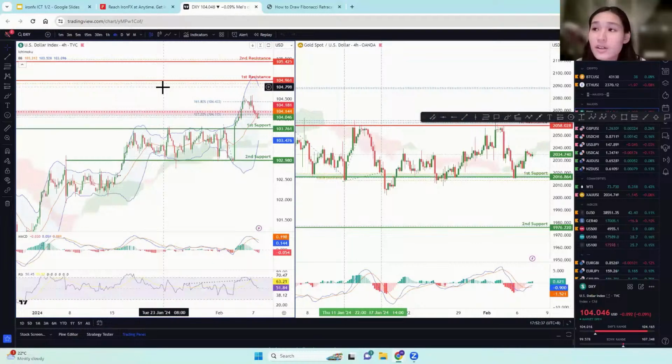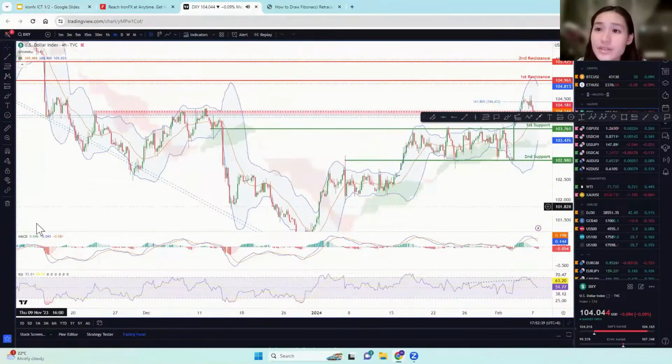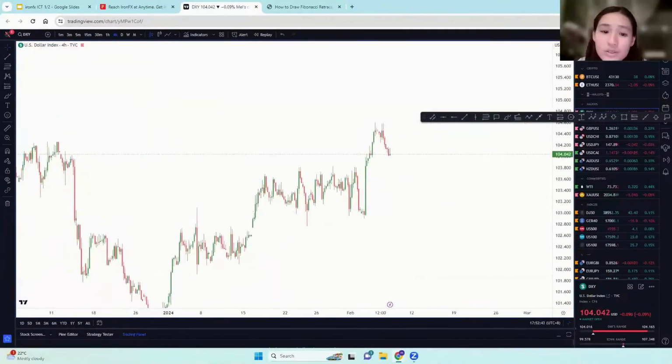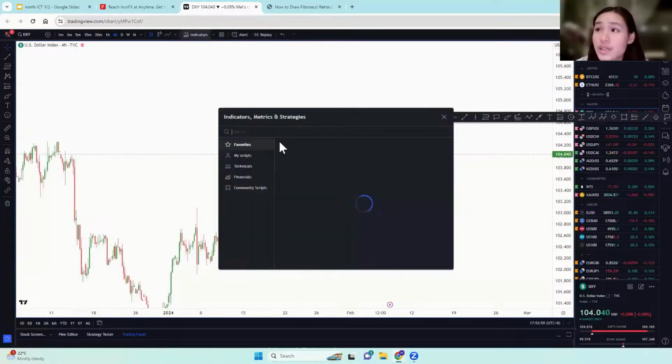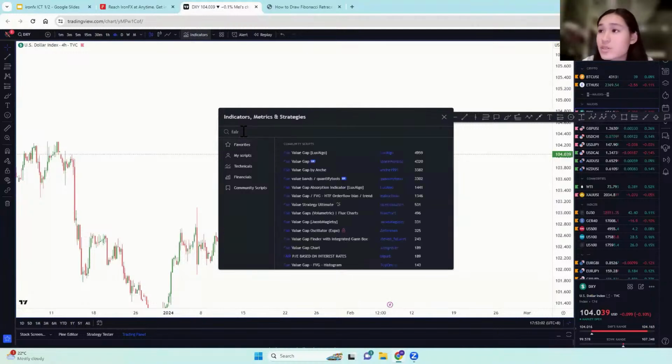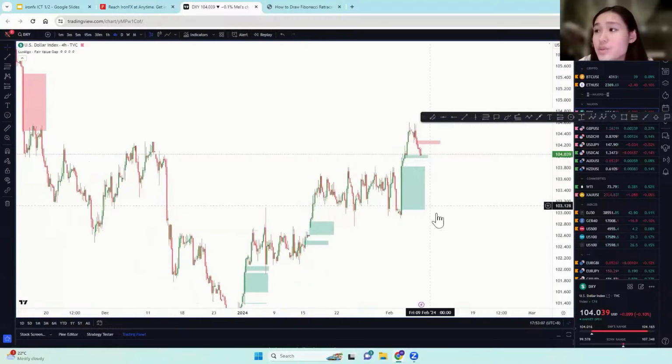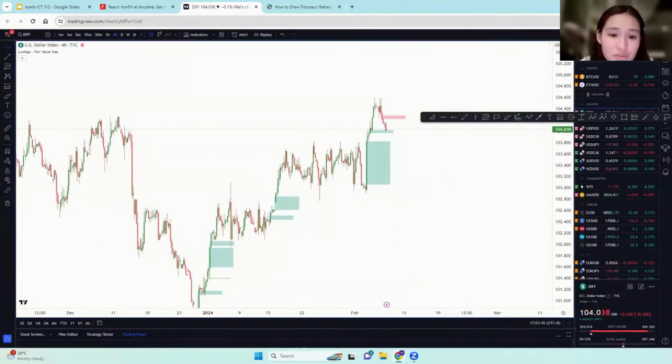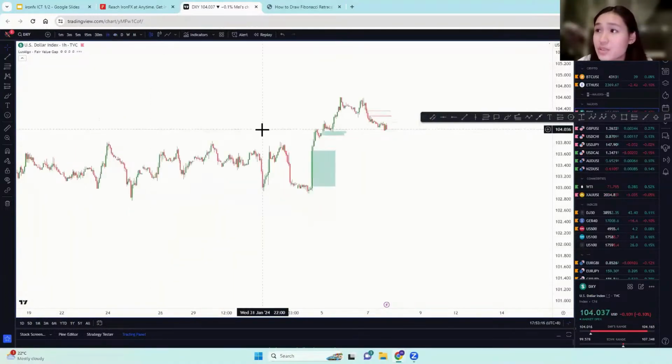So if we are looking at DXY, just a random chart, this is how you implement the FVG indicator. You go to the indicators, search for fair value gap, and this one. This helps you to identify any of the FVGs, and you can use this on any time frame as well.